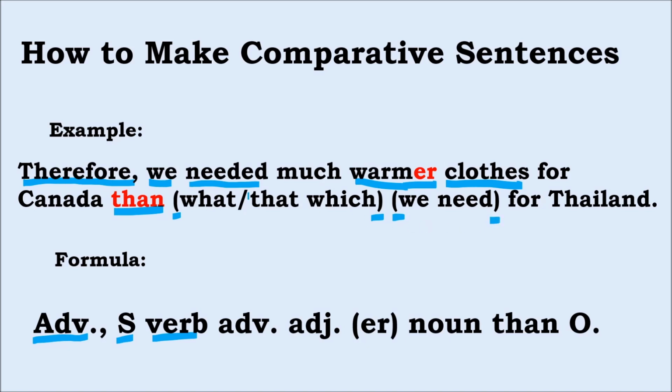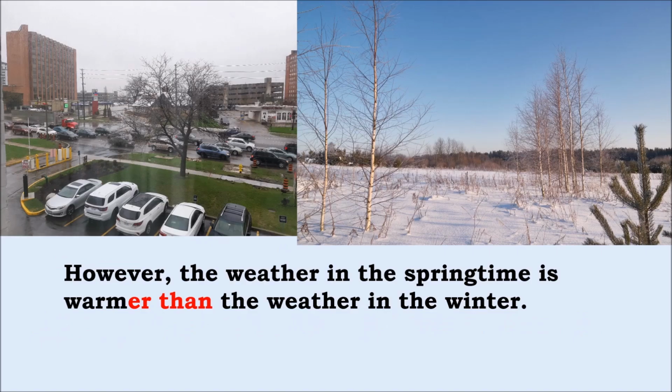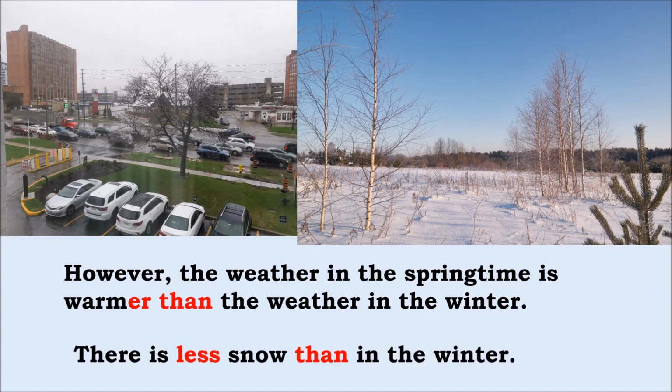This object is actually a relative clause. The object pronoun being what. What is informal, and that which is formal or academic. However, the weather in the springtime is warmer than the weather in the winter. There is less snow than in the winter.